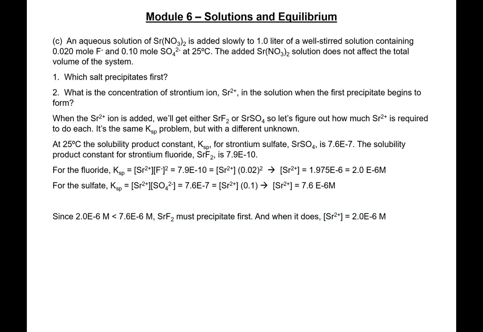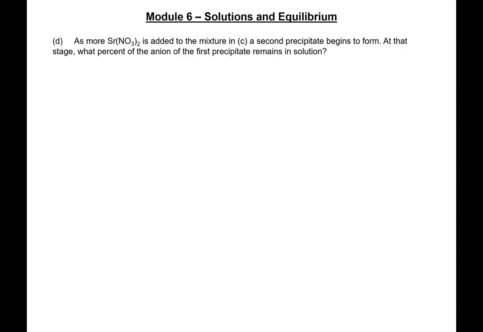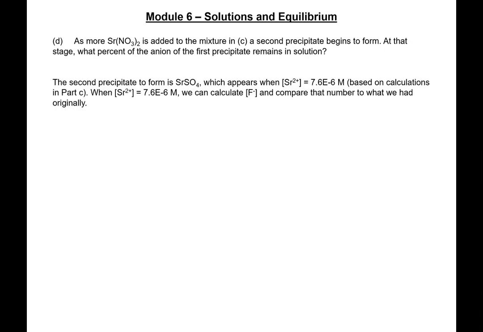Now let's do part D. Part D says as more strontium nitrate is added, a second precipitate begins to form. Well, we know what's going to form, right? It's going to be the sulfate. But at that stage, what percent of the anion of the first precipitate remains in solution?